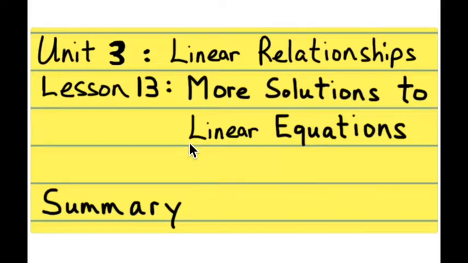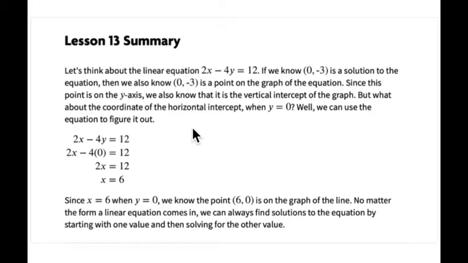This is the summary for lesson 13, more solutions to linear equations. And in this summary, we're going to take this equation, 2x minus 4y equals 12, and determine where the y-intercept is and where the x-intercept is of the graph of this equation.